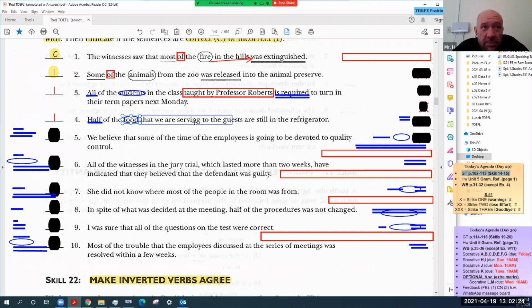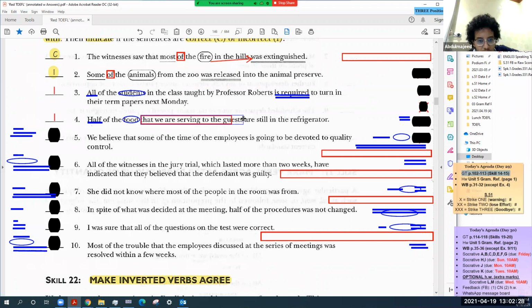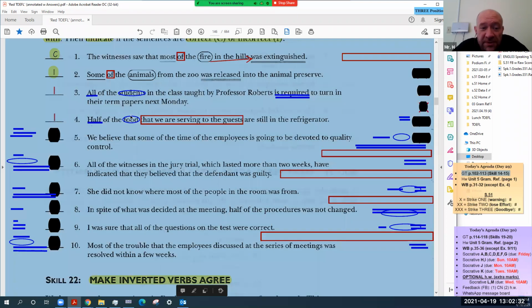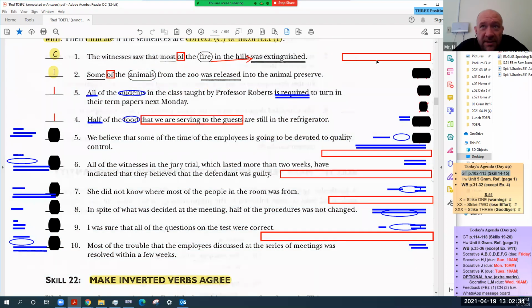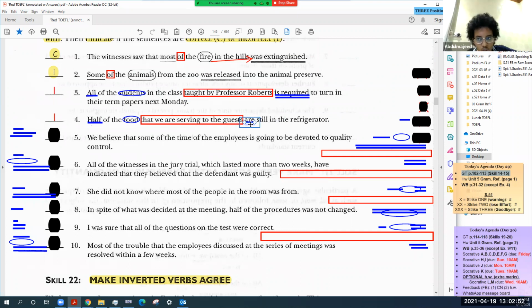Oh, you know what? I meant to put this here. No, this is an adjective clause. It describes the food. So where is the verb to match the food? The verb are. That matches the food. Yeah, are. Okay. Here is the verb. Does it match? No, it doesn't.